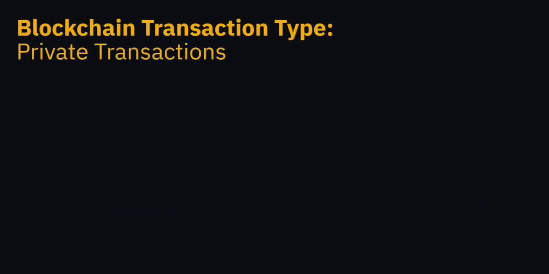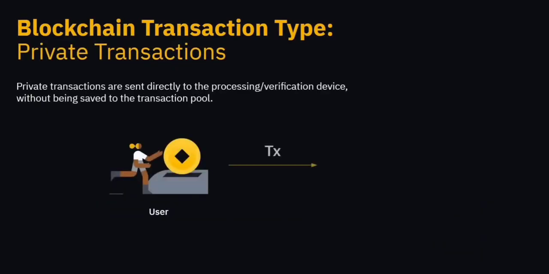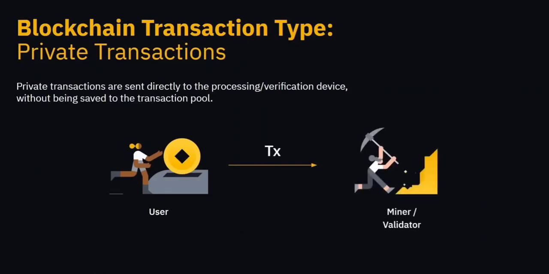On the other hand, private transactions are directly sent to miners or validators without being stored in the transaction pool. This bypasses the transaction logic, sending the transaction directly to the miners or validators.